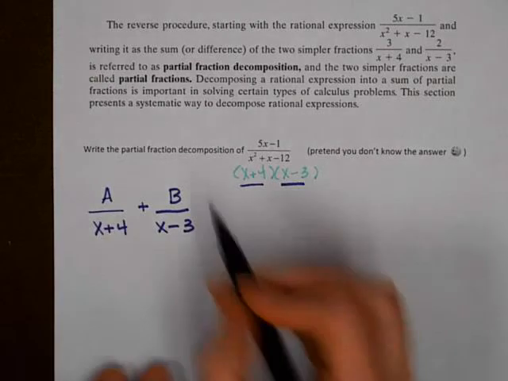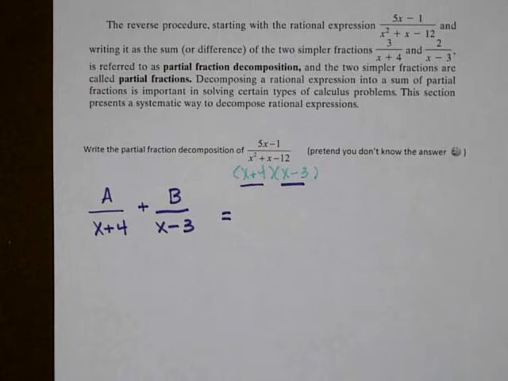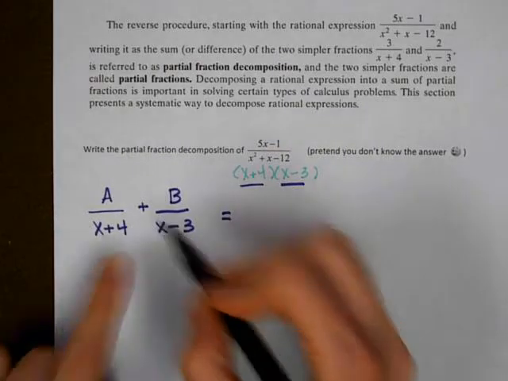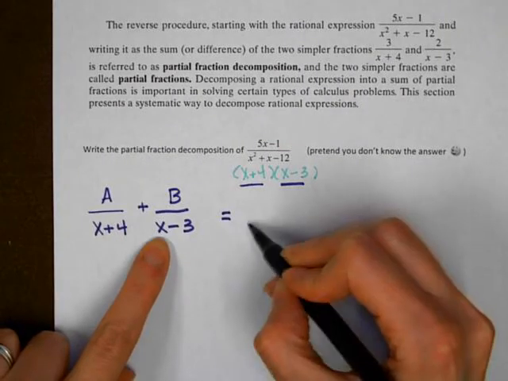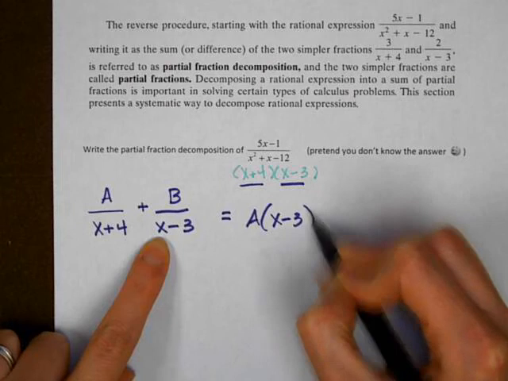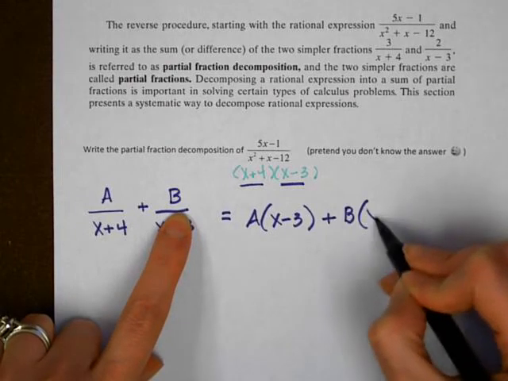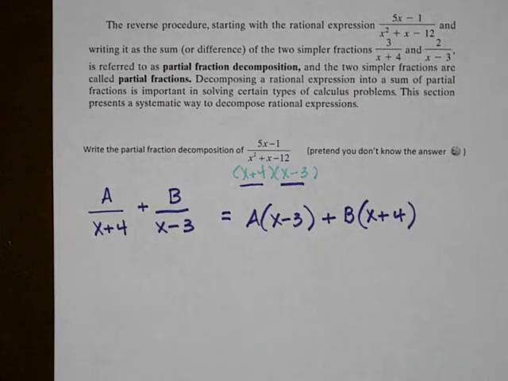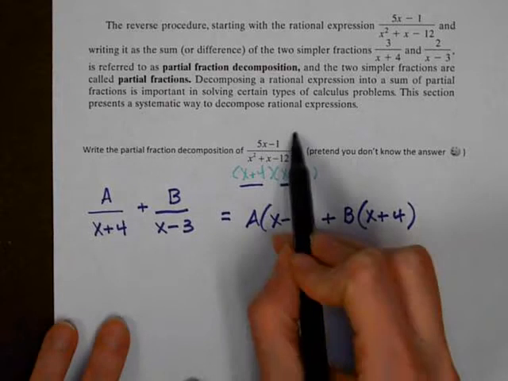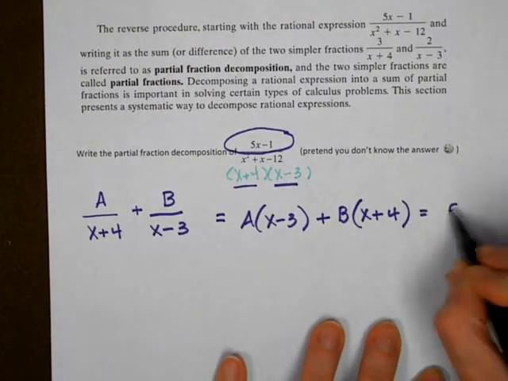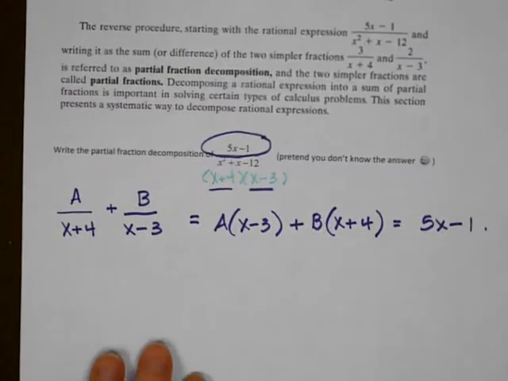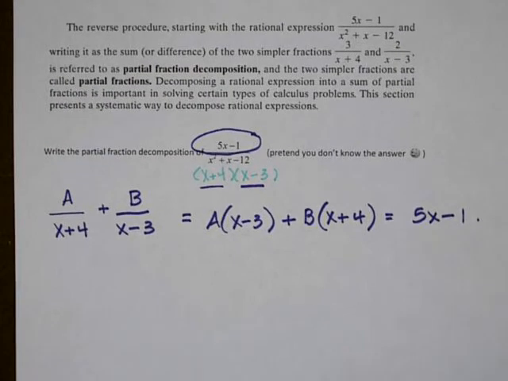Okay, great. Then I want you guys to cross multiply, not cross multiply, but let's get a common denominator. So if you were to get a common denominator, wouldn't you multiply a by x minus 3? So that would be a times x minus 3 plus b times x plus 4. That's what you would do to get a common denominator. Okay, that would be the new numerator. And let's keep in mind that this new numerator is really equal to this numerator, which is 5x minus 1. Okay, now somehow we have to figure out what a and b are.